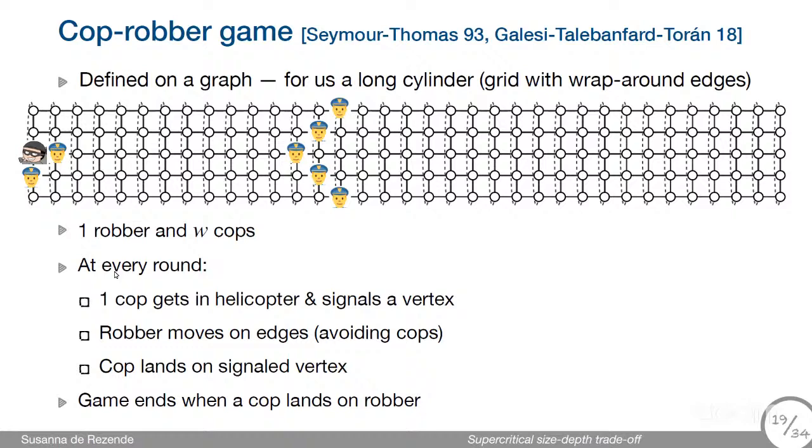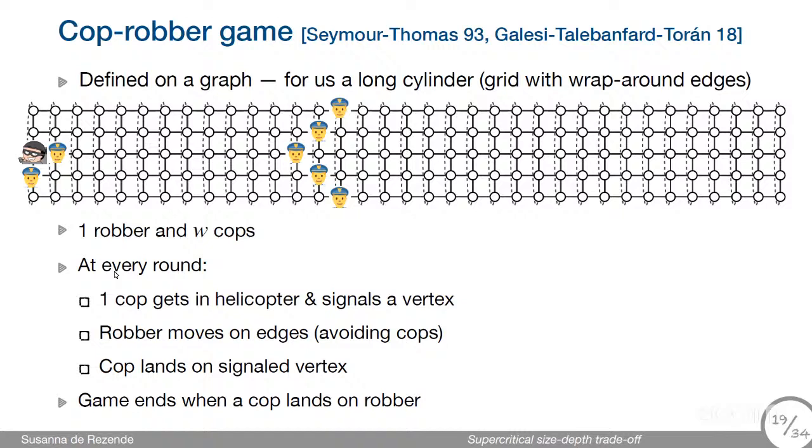Before he lands, the robber moves. So he's very fast, he just moves through the edges, but he has to avoid all the cops. And then the cop lands on the signaled vertex. Okay? And the game ends when the cop lands on the robber, catches the robber.